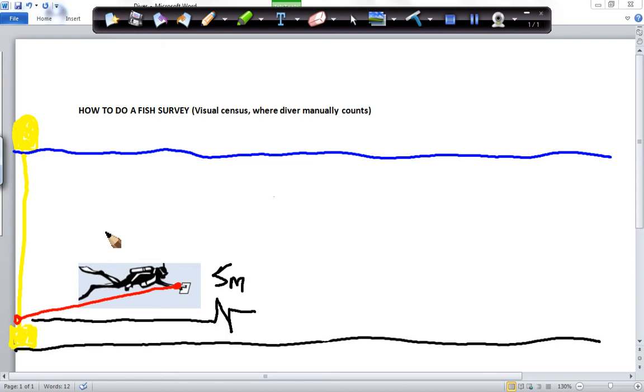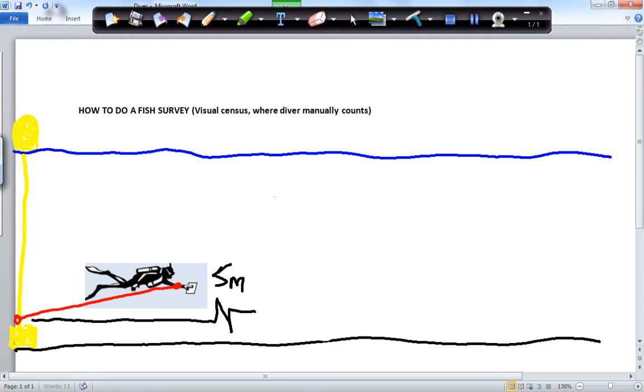And the reason for that is that the diver and his or her buddy will probably disturb fish in this area and scare them away. So with that in mind, a few fish are scared away, then the diver swims a distance of 5 meters, and it's at this point here that the survey begins.